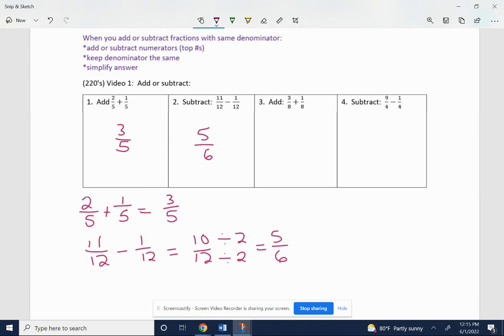Okay, so we add or subtract the tops. We keep the denominator the same. And then we reduce if we have to. Why don't you guys pause the video and try 3 and 4 on your own, and then unpause the video and you can check them.